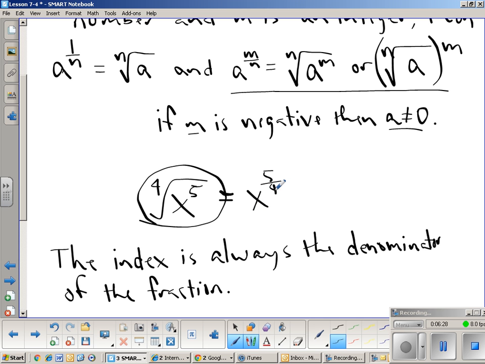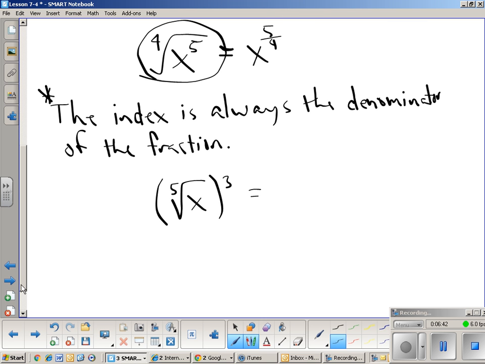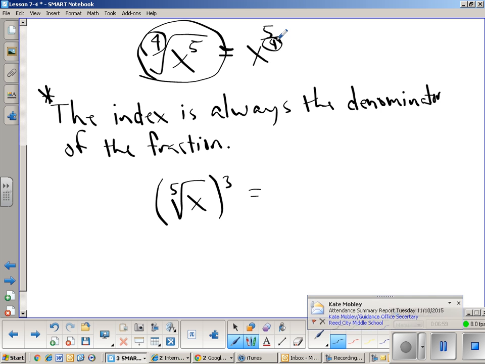And our little reminder here, the index of the radical is always the denominator of the fractional exponent. I added a couple words in there. The index is always the denominator of the fraction. Meaning the index of the radical sign, this number here, is always the denominator in our fractional exponent. Okay, always. So someone other than Matt, how do I write this next one?